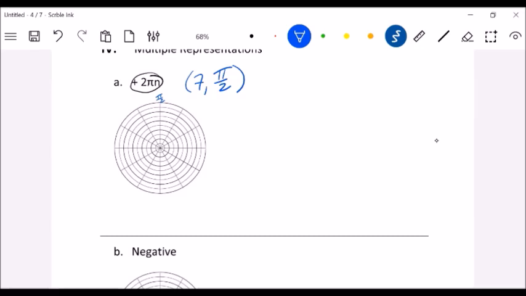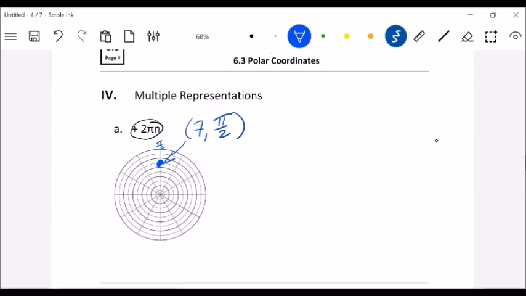1, 2, 3, 4, 5, 6, 7. So I'm going to keep the normal numbering. So that's 7 and pi over 2. Well, for an angle, if I had it as 90 degrees and I added 360, I would get 450 degrees, and those would be coterminal.